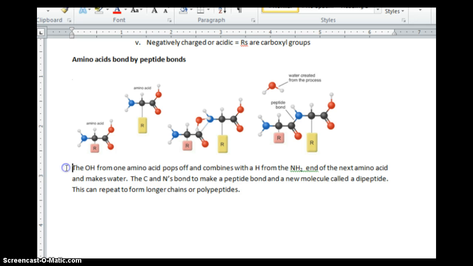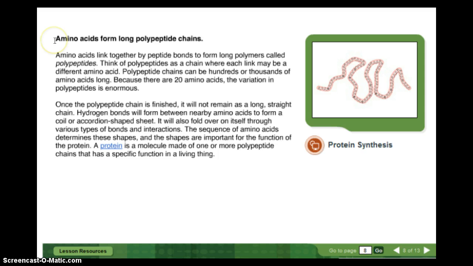So I said the OH from one amino acid pops off and combines with the H from the NH2 end of the next amino acid and makes water. Then I said the carbon and nitrogens bond to make a peptide bond and a new molecule called a dipeptide. This can repeat to form longer chains or polypeptides, many peptide bonds. So let's read about polypeptides.